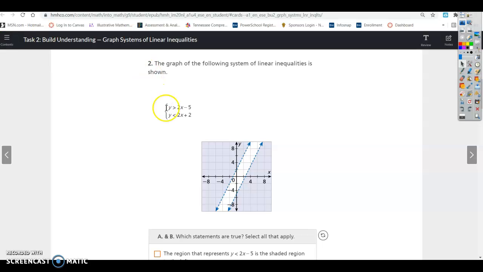All right, so you've got y greater than 2x minus 5. So here we go, over here. It is a dashed line shaded below. All right, and this is y less than. This is y greater than 2x minus 5 and y less than 2x plus 2. So they have graphed this incorrectly.